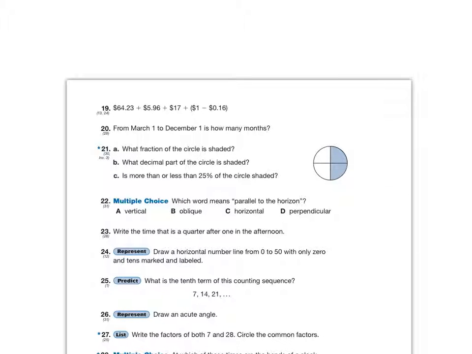19. PEMDAS. Whenever I see parentheses right here, I think PEMDAS. I do parentheses first, so I do whatever this is, and then I go from left to right. I go this way after I've done the first step.